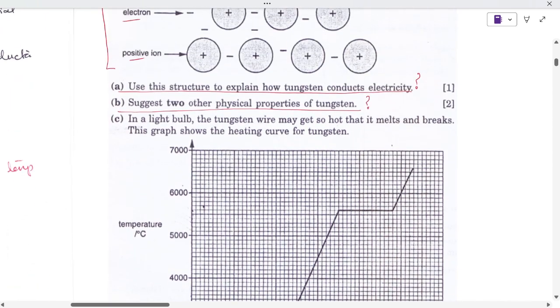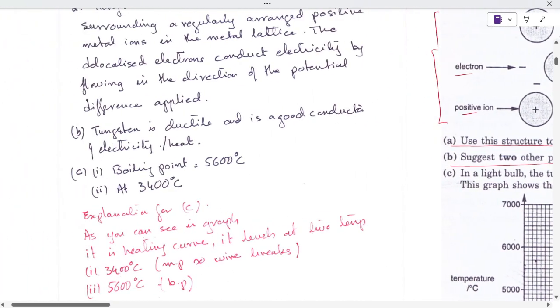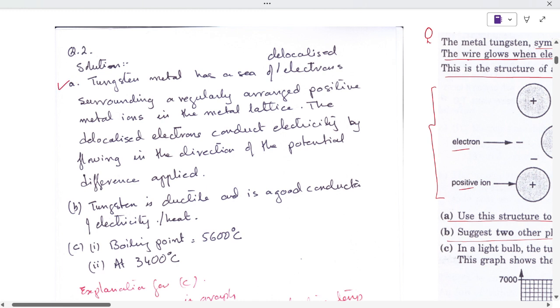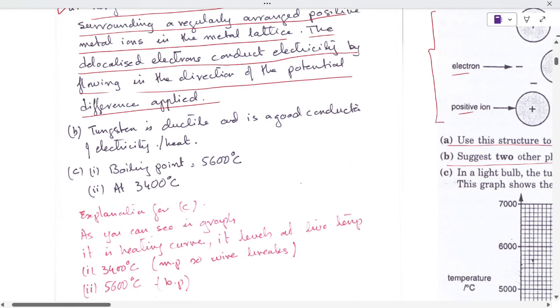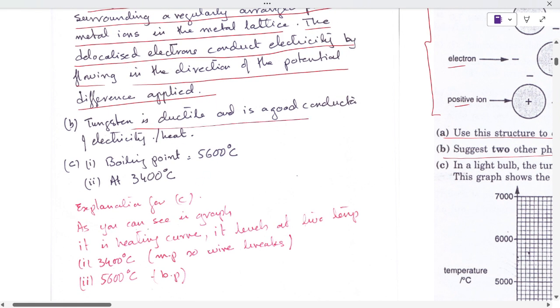Now A part, the solution: tungsten metal has a sea of delocalized electrons surrounding regularly arranged positive metal ions in the metal lattice. The delocalized electrons conduct electricity by flowing in the direction of the potential difference applied. B part is, tungsten is ductile and is a good conductor of electricity or heat.